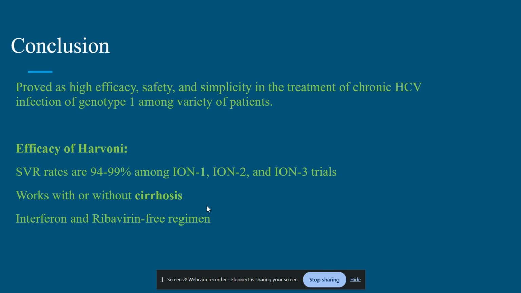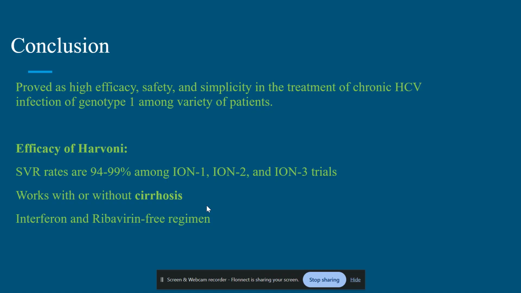So here is the conclusion: it's proven that it has high efficacy, safety, and simplicity in the treatment of chronic hepatitis C virus infection of genotype 1, specifically genotype 1a, among a variety of patients, including those with or without cirrhosis. It showed very high efficacy, and SVR rates were 94 to 99% among ION-1, ION-2, and ION-3 trials, and it worked both with and without cirrhosis.